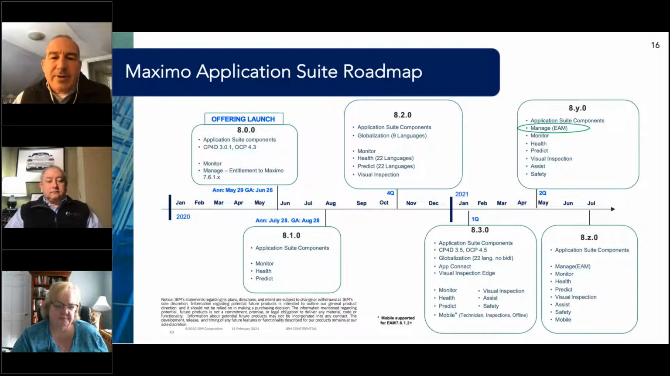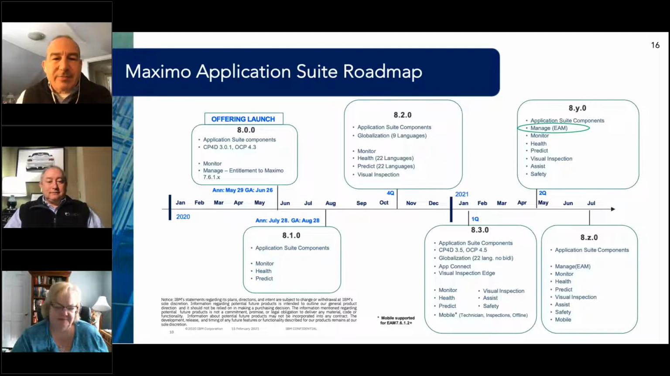And although we don't have a number on it, you can kind of guess what comes after 8.3 will be the Application Suite 8.4. I'll share that with everybody. And it would be an 8.0 version of Manage within the suite. And from there, we plan to have quarterly updates at the suite level.